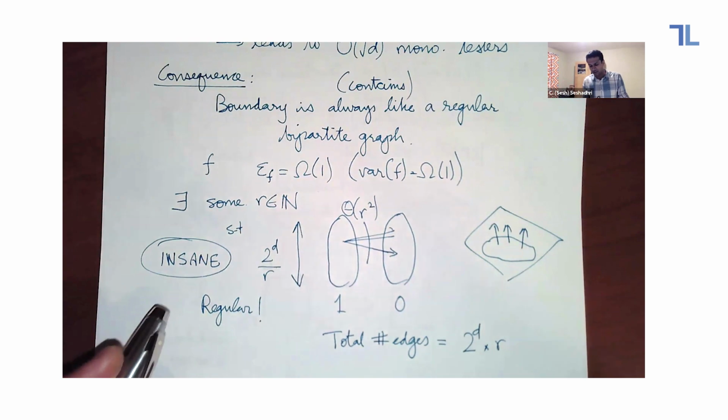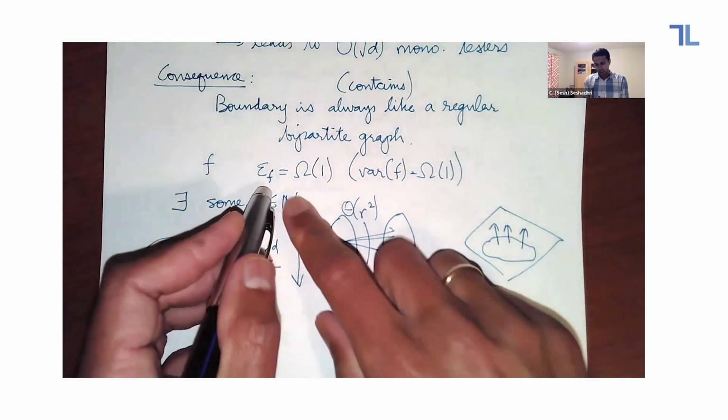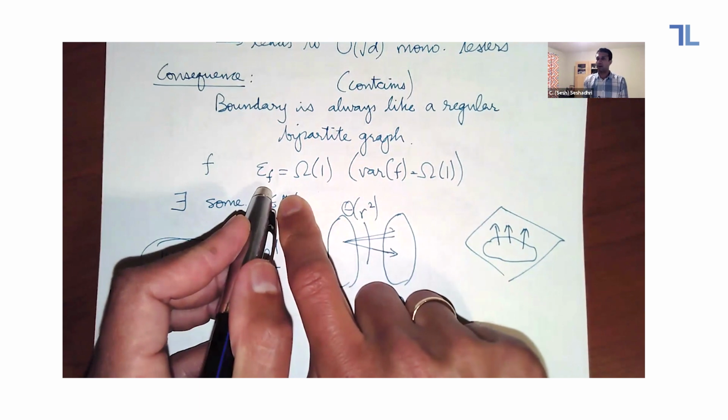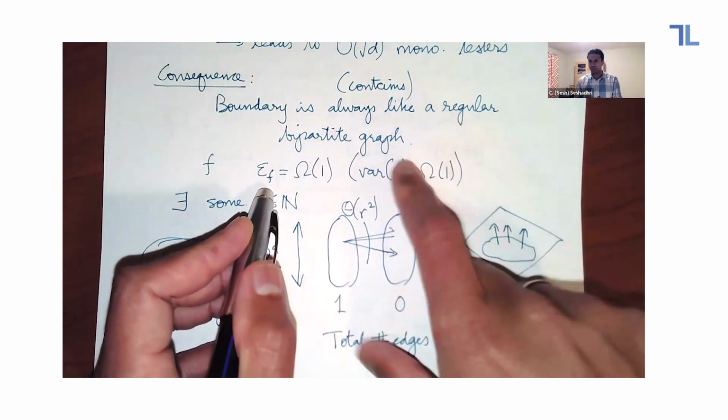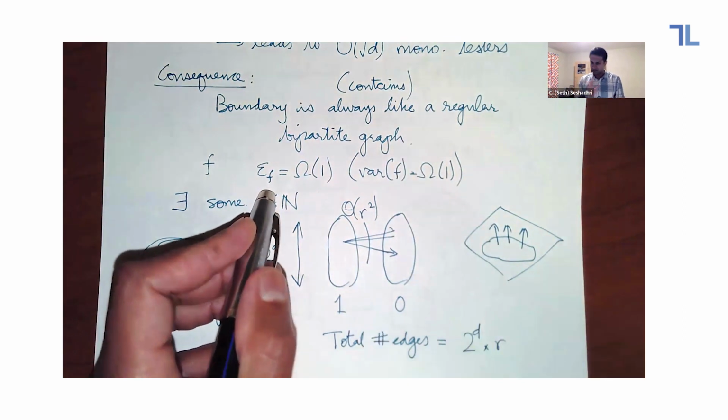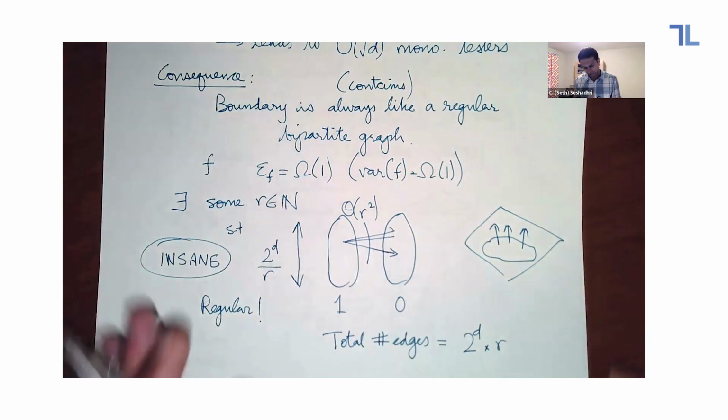Right, and the magic of this is that it doesn't depend on the degree, it doesn't depend on the influences, nothing. All it says is as long as you have distance to monotonicity at least constant, so directed volume at least constant, the boundary will contain a regular bipartite graph. Now I'm fudging a bit over here, and we can talk about the fudge later on, but this is the right intuition to have.